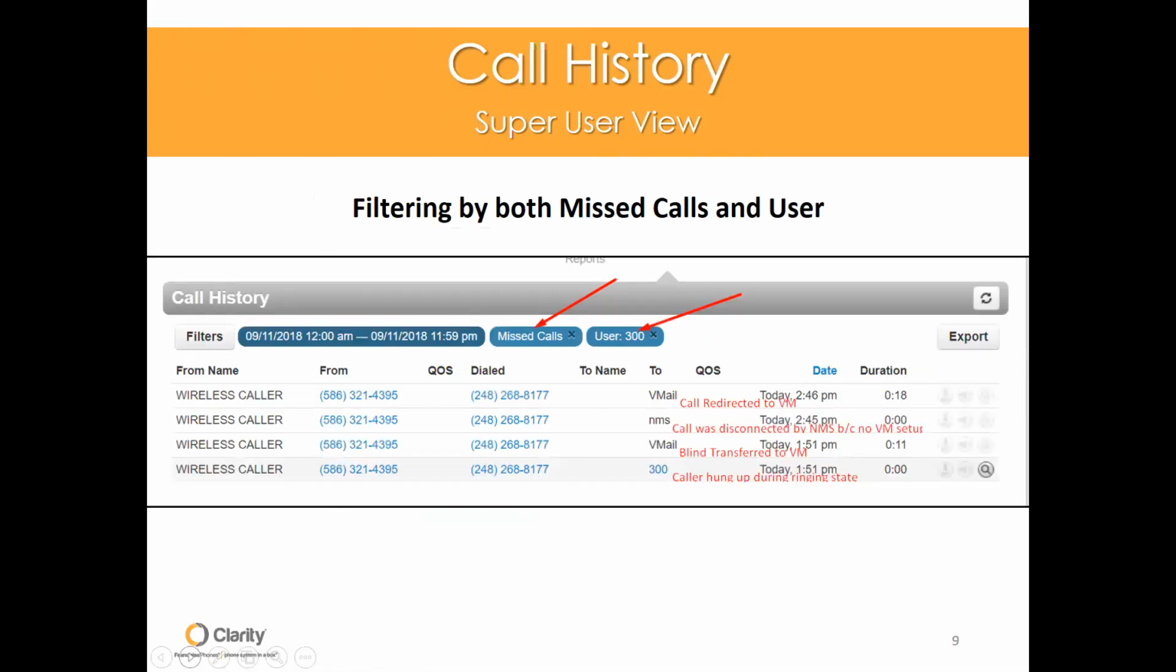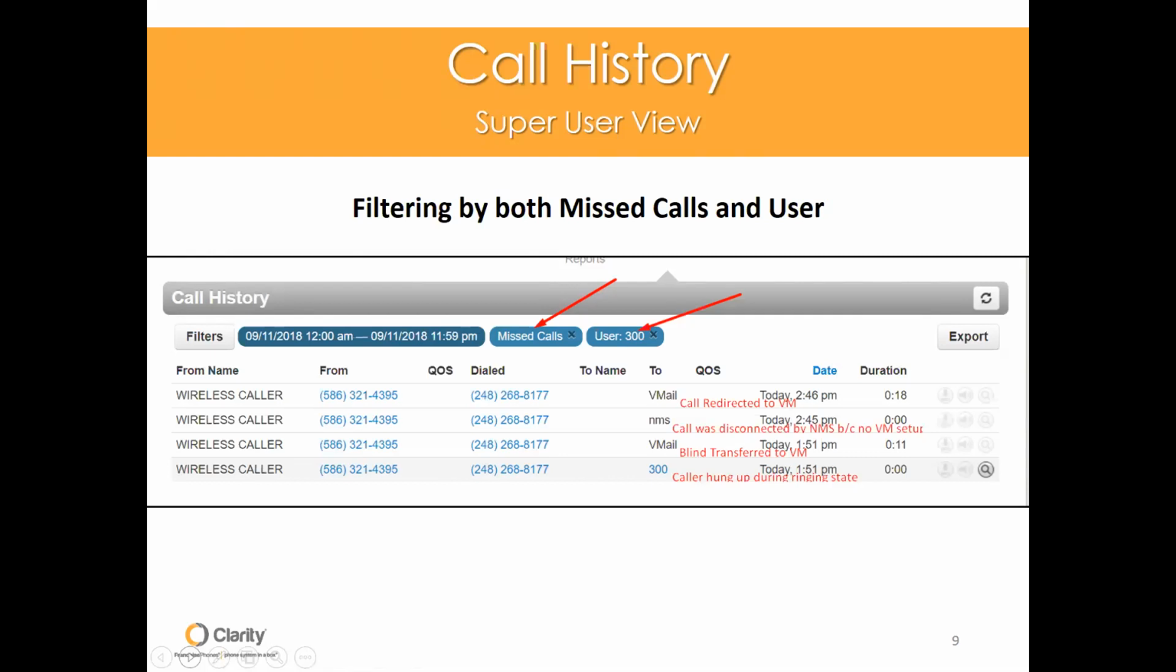Now, let's say I filter by missed calls and I filter by user. I don't really recommend doing that, and here's why. I recommend just filtering by missed calls, because you're going to get a bit of a discrepancy. Let's go from the bottom. Here's the first call at 1:51. This caller hung up during a ringing state, because I pulled up the trace for each of these.